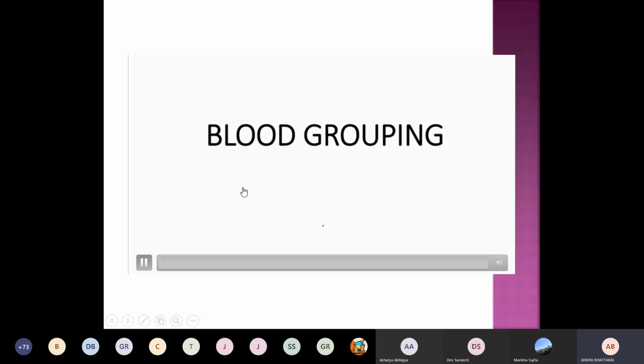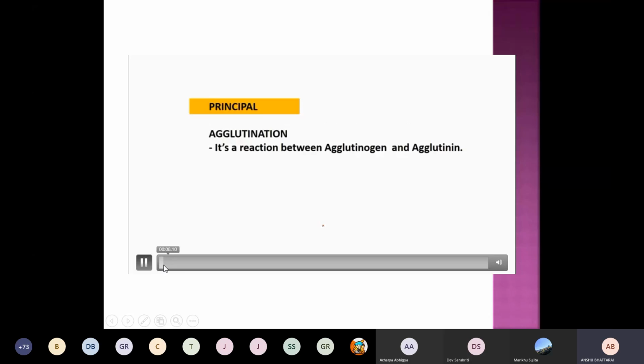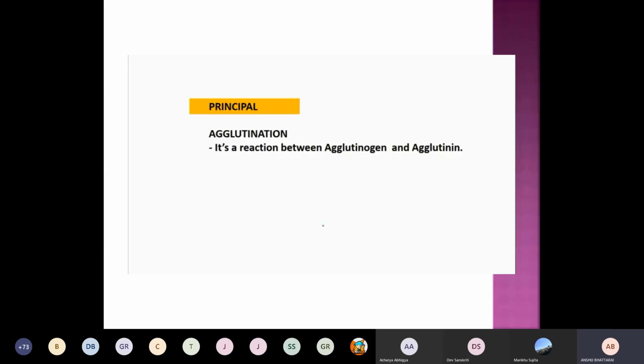Hello everyone, this is a practical session of blood grouping. The principle of blood grouping is agglutination. Now what is agglutination? It's a reaction between agglutinogen and agglutinin. Here agglutinogen means antigen and agglutinin means antibody. But in the blood grouping system, we use the words agglutinogen and agglutinin instead of antigen and antibody.